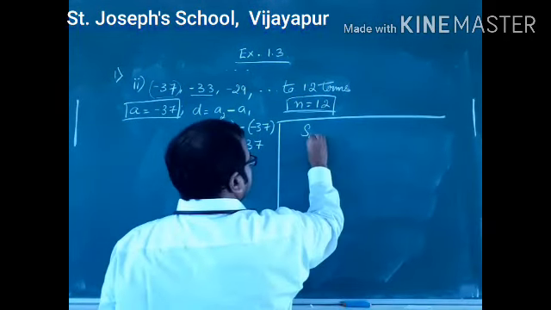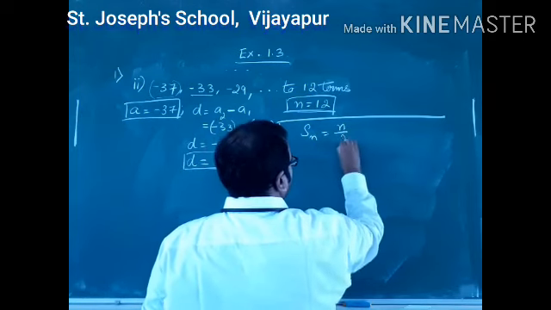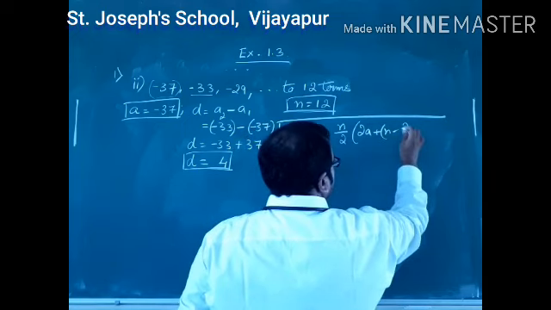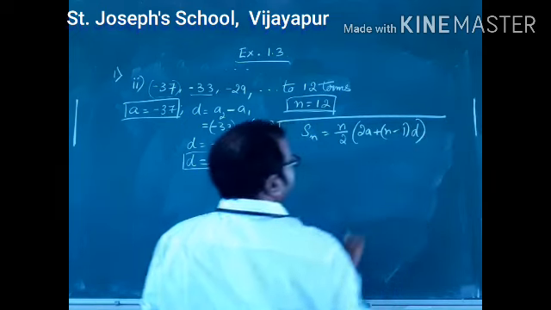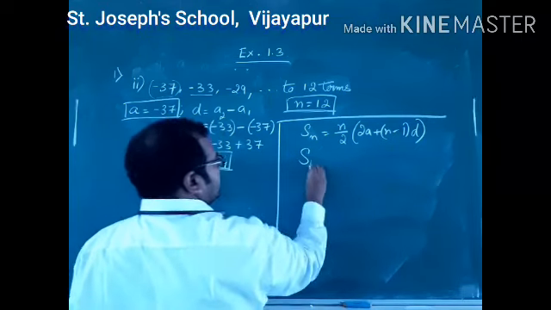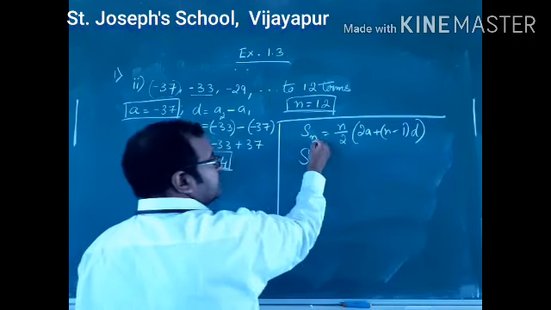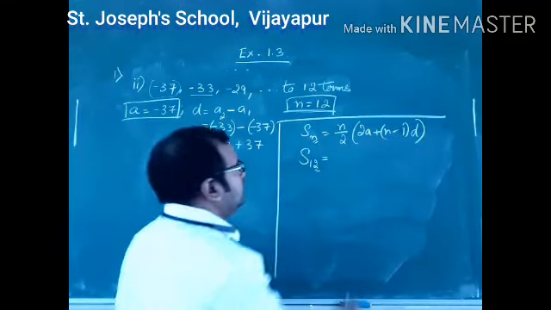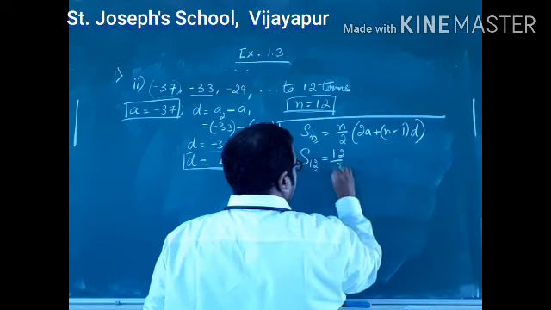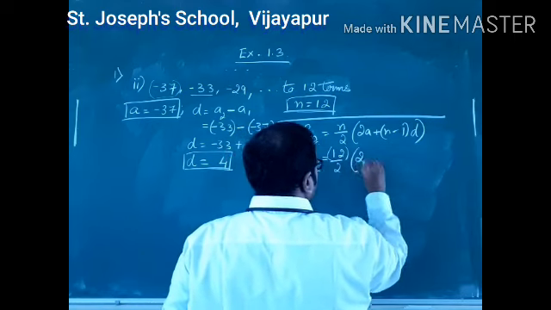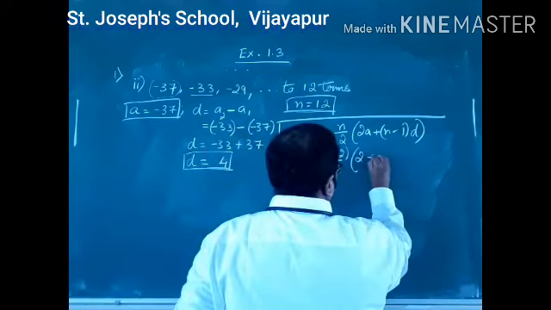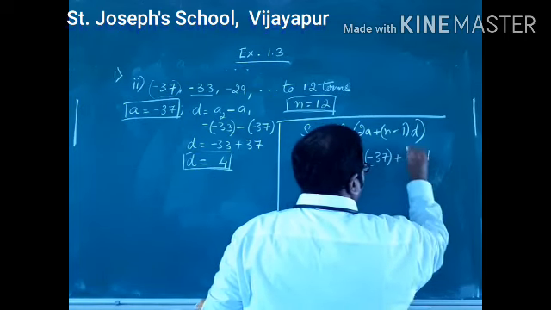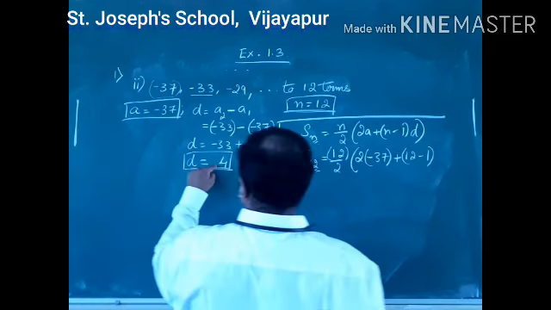Okay, Sn is equal to n upon 2 into 2a plus n minus 1 into d. This time n is 12, so Sn becomes S12. We replace n with 12 throughout the formula. Wherever you find n, replace it with 12. So 12 by 2 into 2 into a. A is minus 37 plus 12 minus 1 into d. D value is 4.